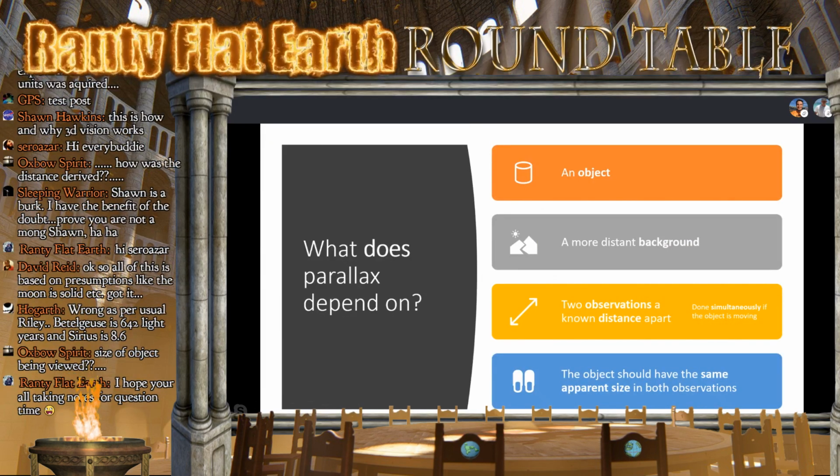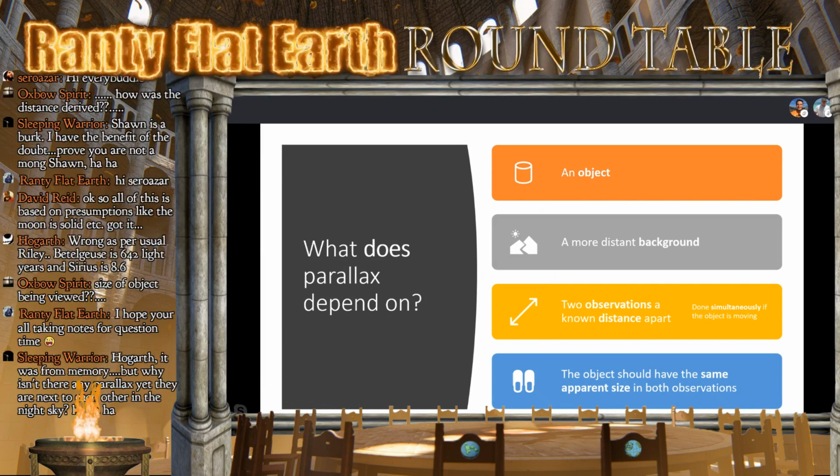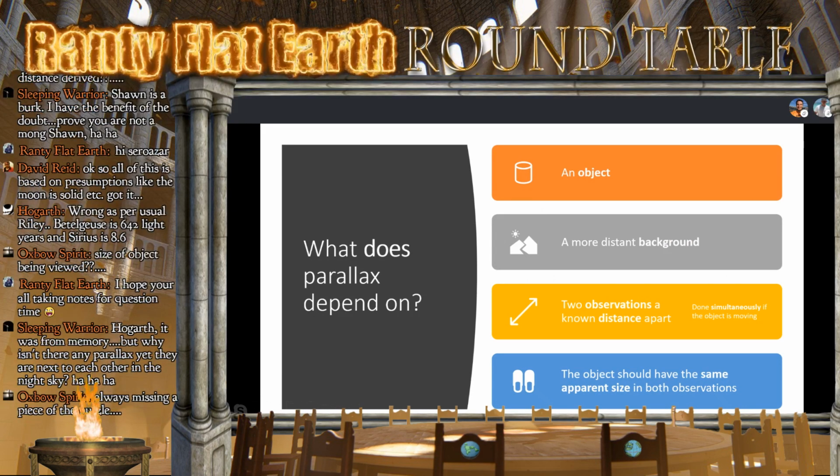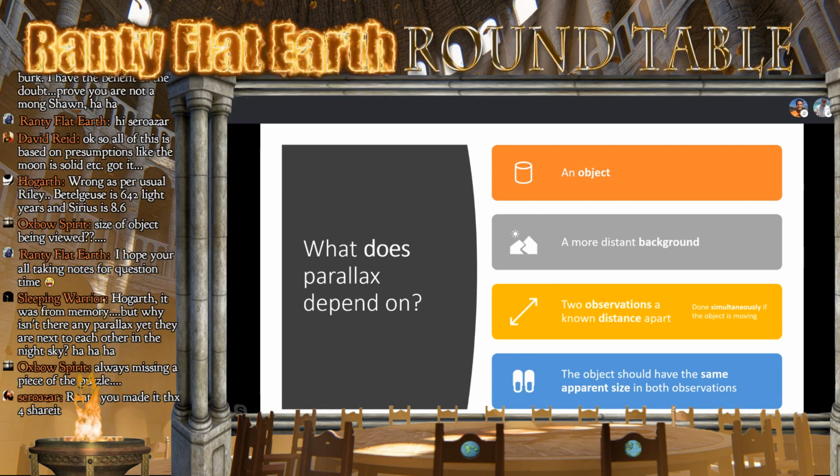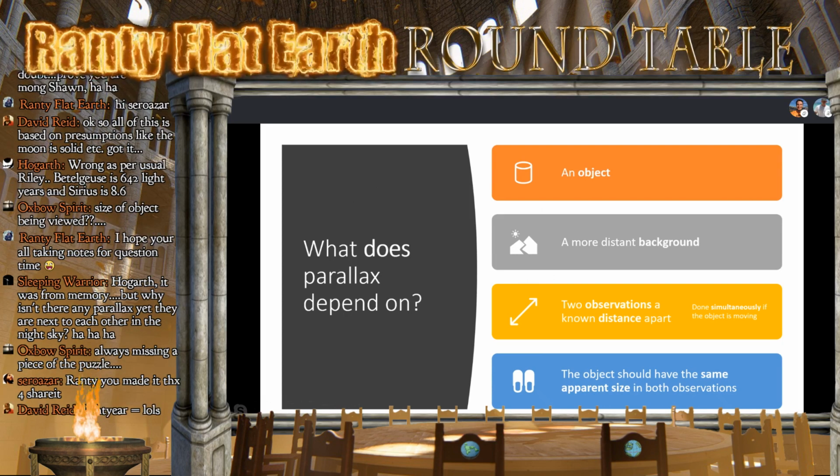But first I want to tell you what parallax depends on and what it doesn't depend on, because this is a somewhat contentious issue. Parallax requires you to have some object, some target that you're attempting to determine the distance to. It also requires you to have a more distant background behind that object. You need to know the distance between your two observers, and if the object is believed to be moving, then these two observations have to happen simultaneously so that both observers are seeing the object at the exact same location in real space. And finally, the object should have the same apparent size in both observations.